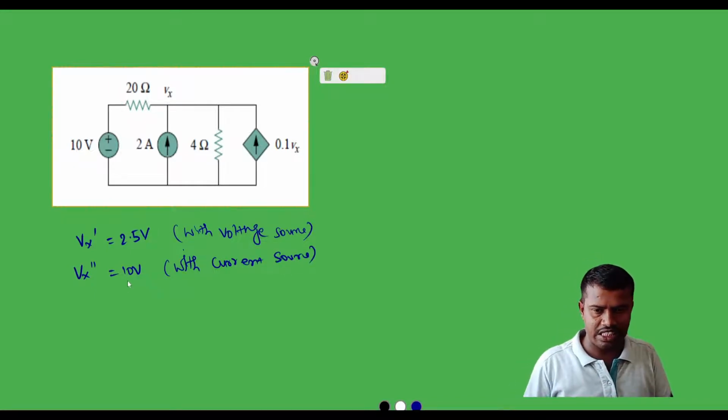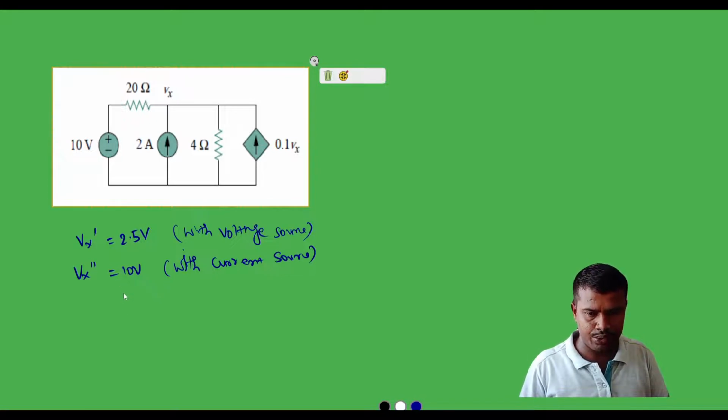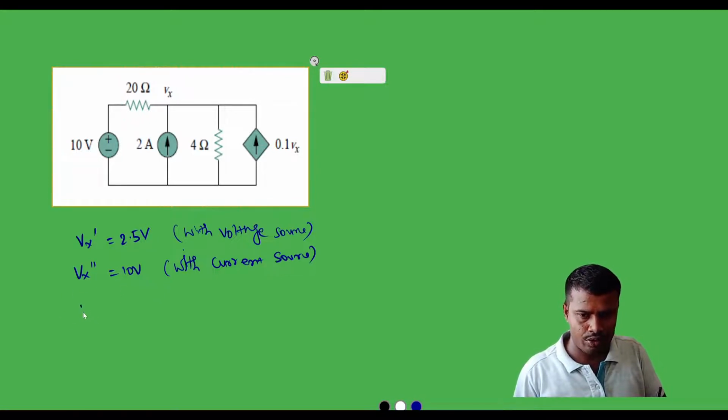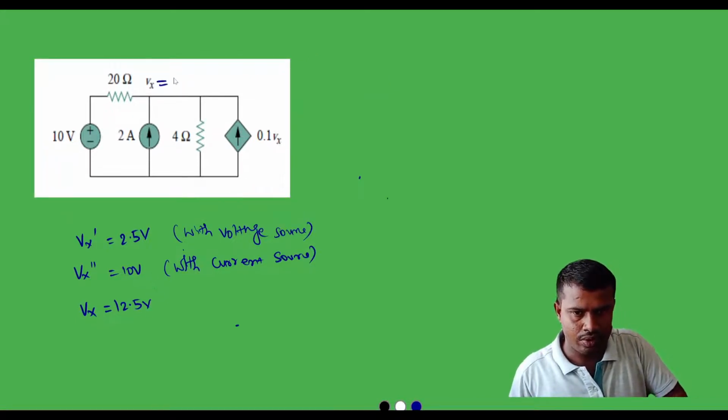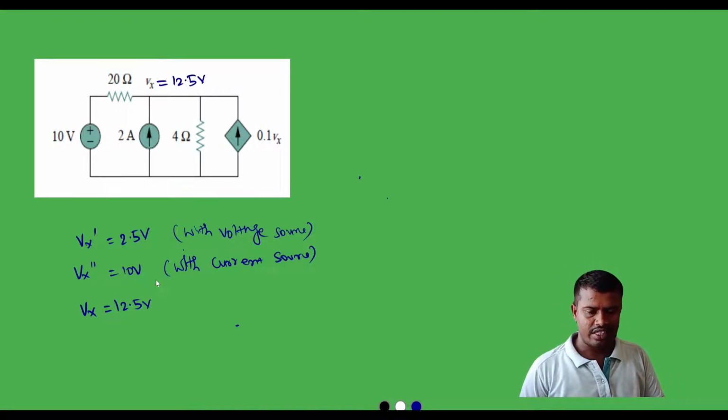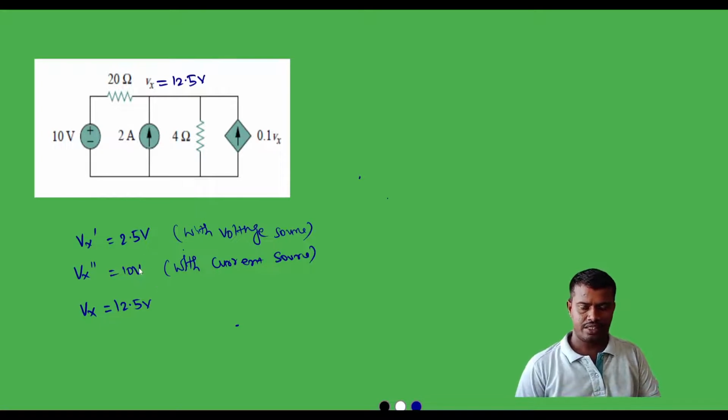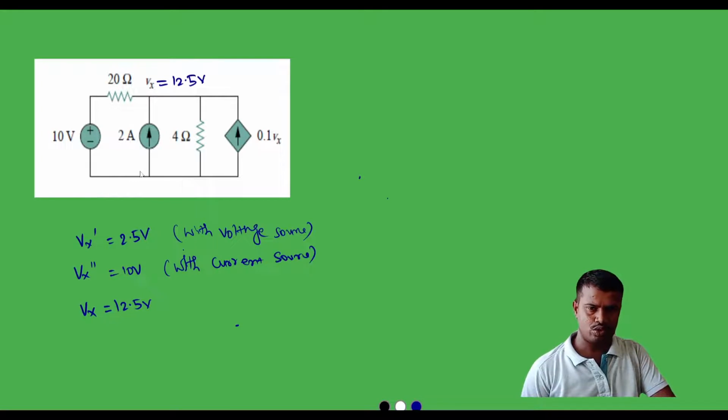Now when we do the algebraic sum, both the values are positive, so the total value of Vx is equal to 12.5 volt. So this is how we can find out the Vx value by using superposition theorem. If n number of independent sources are available, we need to continue with each individual independent source, and finally we need to do the algebraic sum to find out the value of Vx.